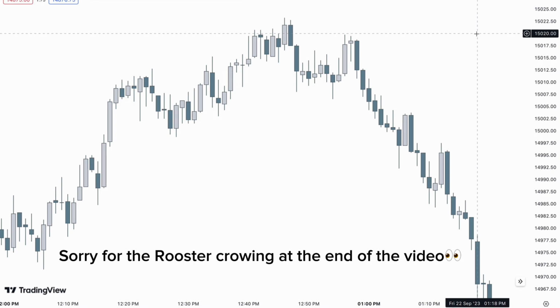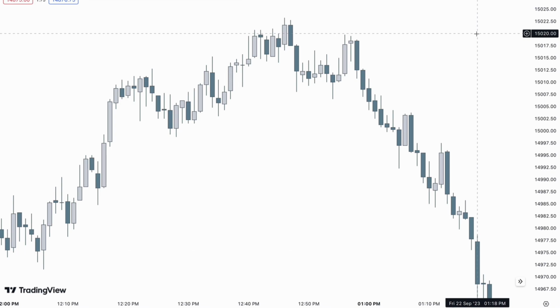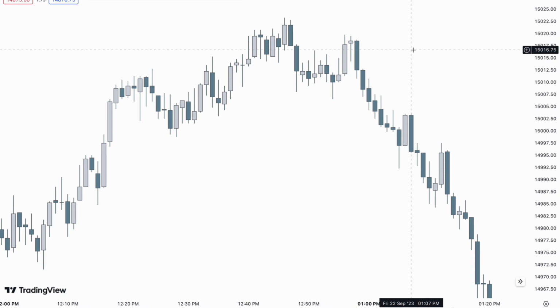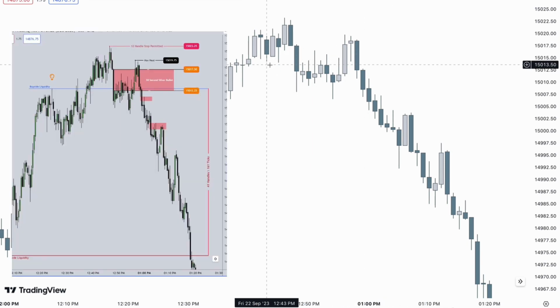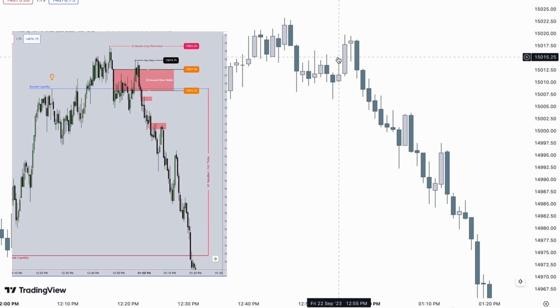Cameron is ICT's son, if you don't know. A few days back, ICT revealed his trading strategy in a Twitter space, which he called the 30-second model. Then yesterday, ICT tweeted this. You can see in this screenshot, he called it a drawn liquidity and a 30-second silver bullet.